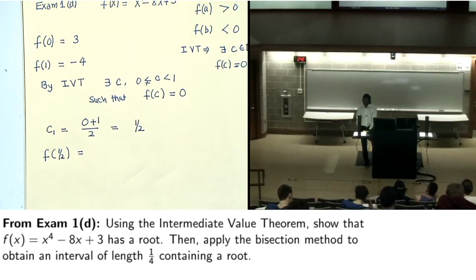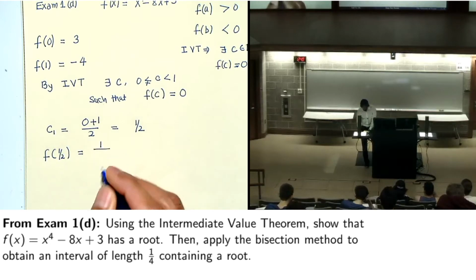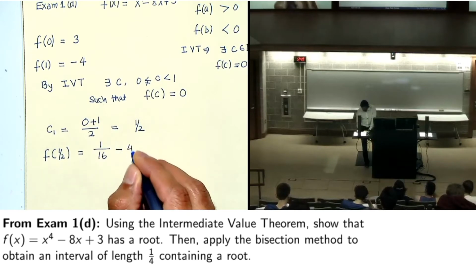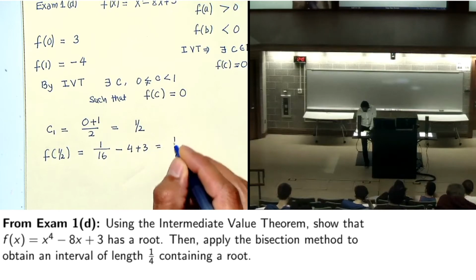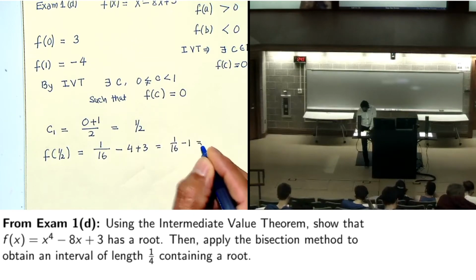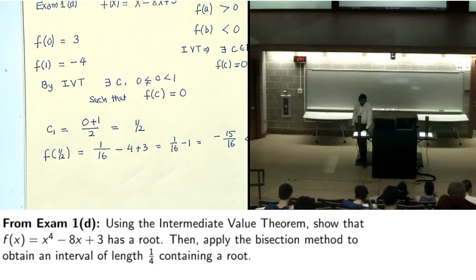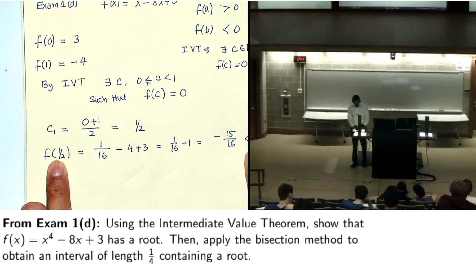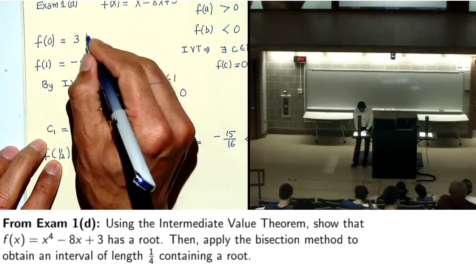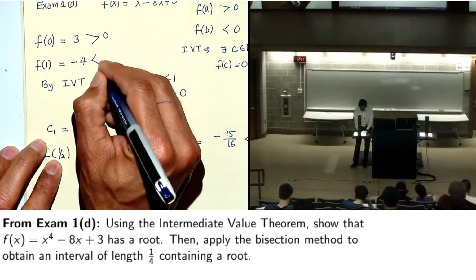What is 1/2 to the power 4? 1/16. Two times 4, 1/16, minus 1/2 times 4, plus 3. This is 1/16 minus 1, that is minus 15/16, which is a negative number. Is that clear? Okay, now at 1/2, the value is negative, and at 0, the value is positive.